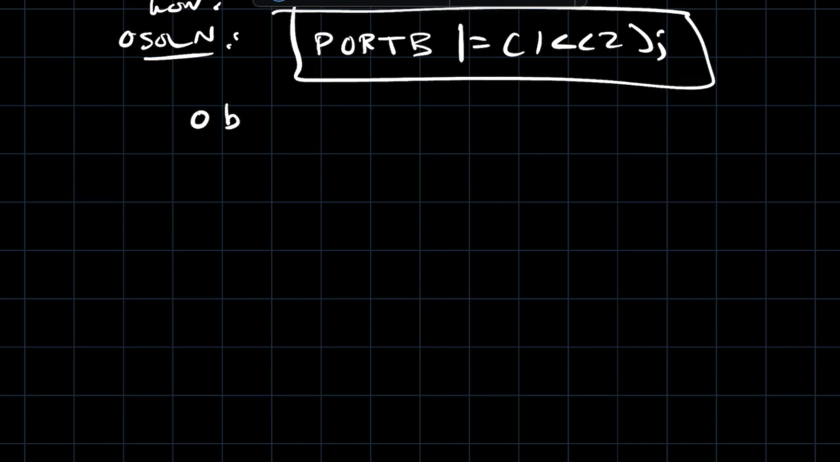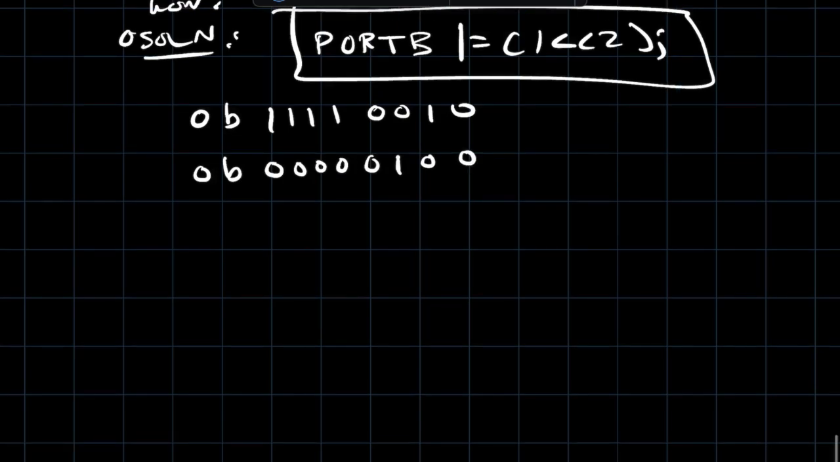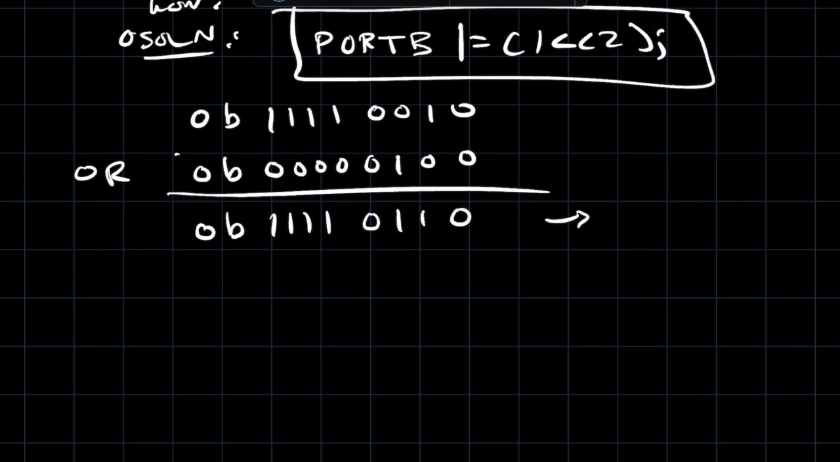So if I were to write F2, that's 1, 1, 1, 1, 0, 0, 1, 0. We're working in binary here. And if I were to make my bit mask, it's 0B 0, 0, 0, 0, 0, 1, 0, 0. And I'm just taking a bitwise OR of these things, which means that if either the top or the bottom have a 1 in it, we're going to get a 1. Otherwise, it's going to be 0. So the result is 0B 1, 1, 1, 1, 0, 1, 1, 0.